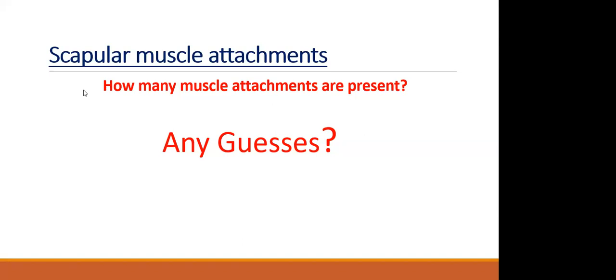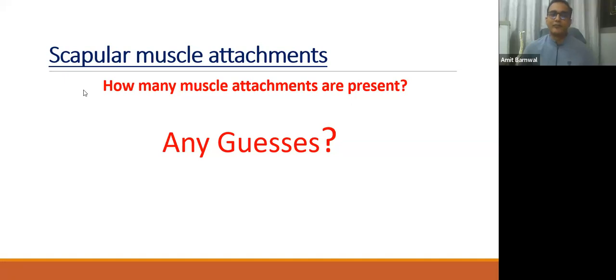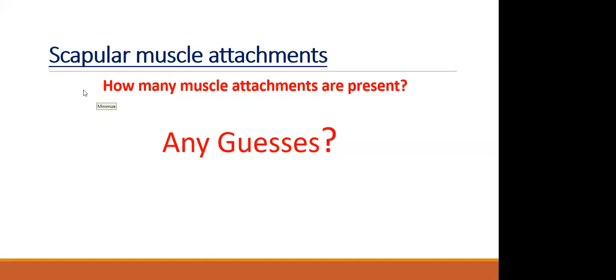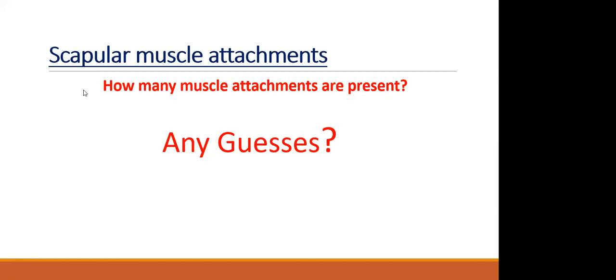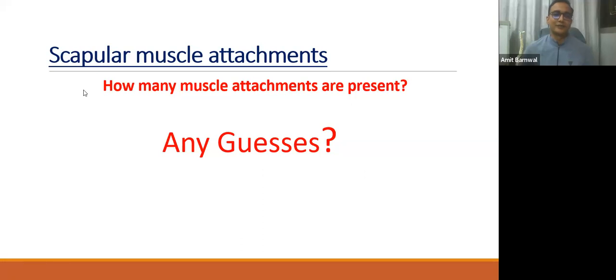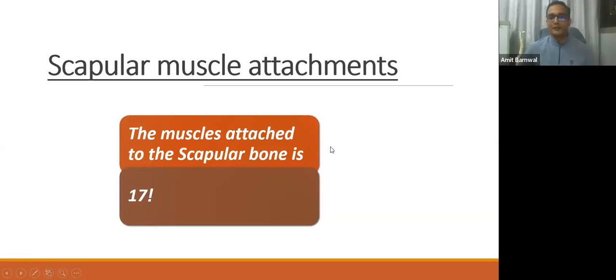16, you're very close. 18 is also close. You guys are close. 14. The exact number is missing actually. Yeah, the exact number is 17. Yes, Akila, yeah. This was good, right? So the number of muscles attached to the scapular bone is exactly 17.